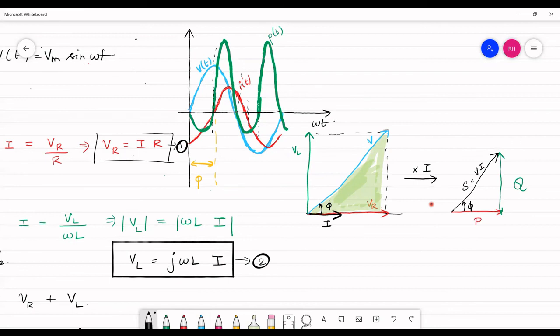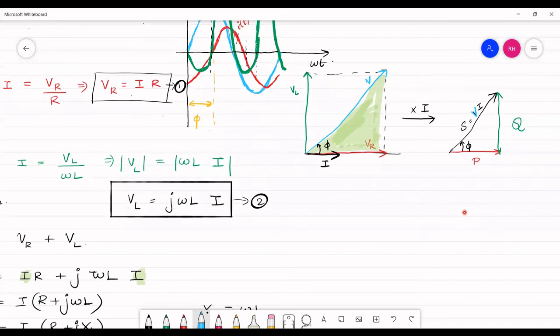So V into I is the apparent power. VR into I is the real power, and VL into I gives me the reactive power. Hence, this is known as the power triangle. And here again, you find the same angle φ, and hence φ is also known as the power angle.